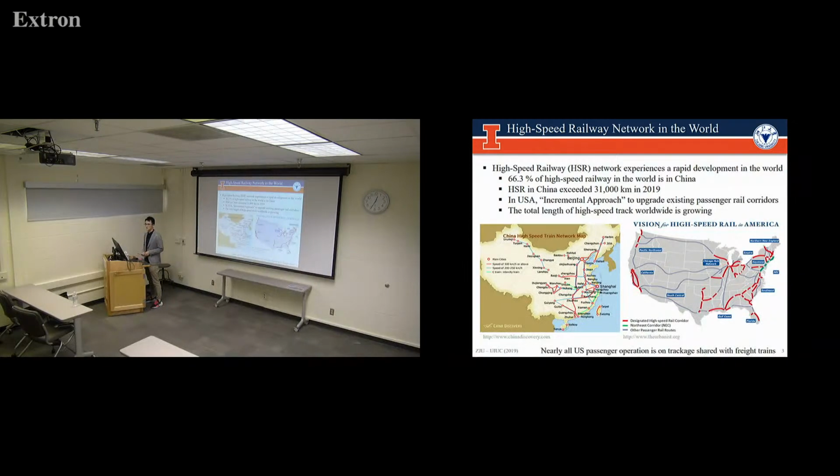So yeah, the high-speed railway network in the world has experienced a rapid development. Especially in China, around 66.3% of the high-speed rail in the world is in China. And by 2019, in China, we have already exceeded 31,000 kilometers of high-speed rail. In the USA, an incremental approach was taken to upgrade existing passenger railway corridors.